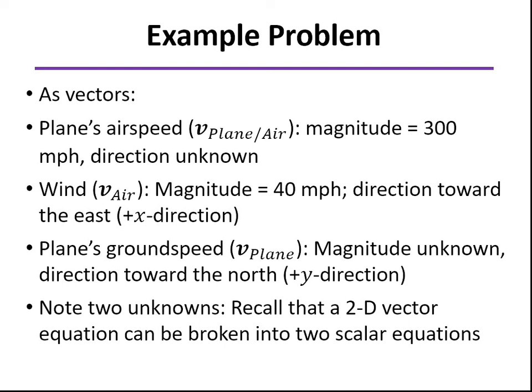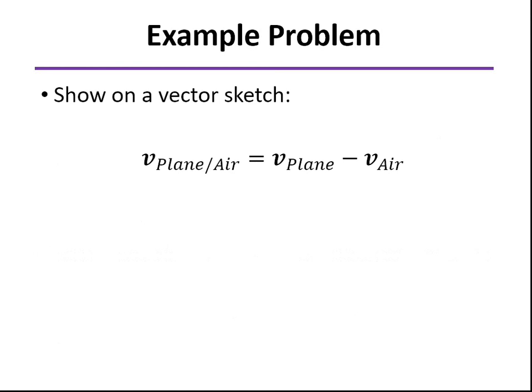And now remember that anytime you have a two-dimensional vector, that becomes two scalar equations. So you can work this with components, or we can draw it up on a vector sketch. Now remember, here's our equation. The velocity of the plane relative to the air is the velocity of the plane minus the velocity of the air. Now if we rearrange that to be an addition, then the velocity of the plane equals the velocity of air plus the velocity of plane relative to air. And so we'll place those vectors tip to tail on a sketch here.